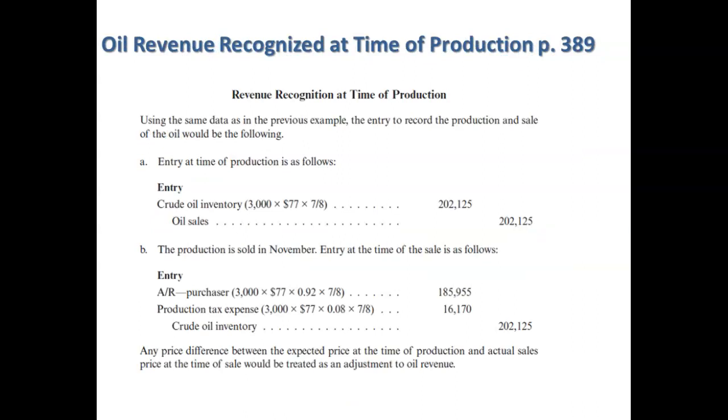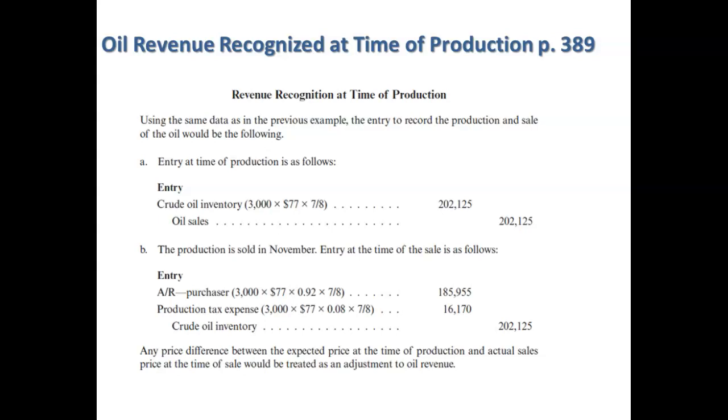Or if the oil revenue is recognized at the time of production, we're going to use the same data that we had in the previous slide, and the entry to record the production and sale of the oil would be as follows. Entry at the time of production, it would be put into an inventory account, crude oil inventory. This is the amount of barrels times the price times the percent, and credit oil sales.